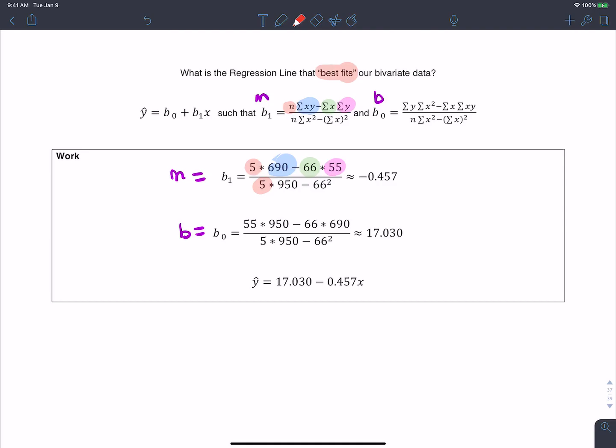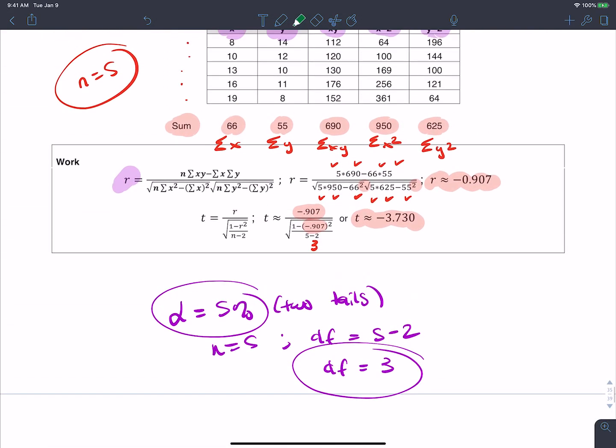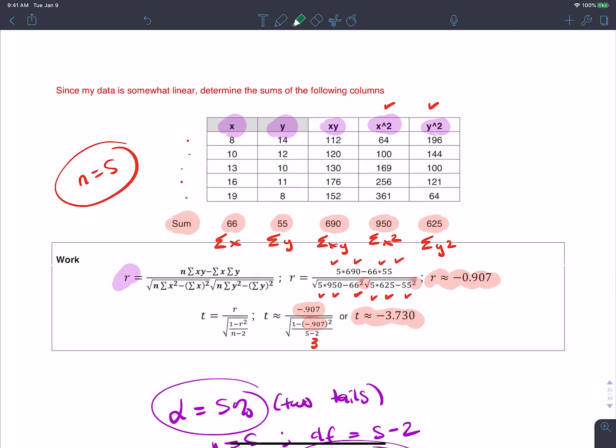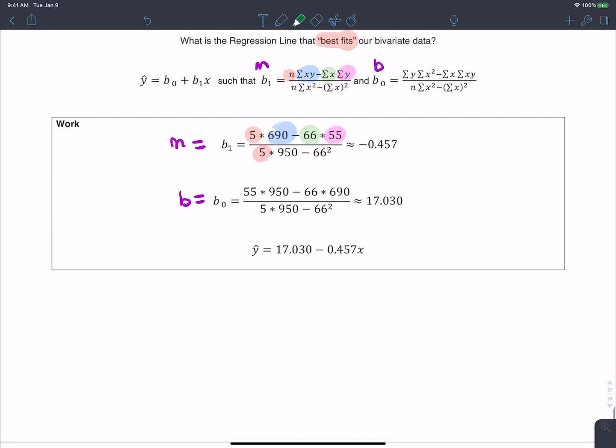And then sum x squared. Well, we don't have that one yet. So let's paint it green maybe. So sum x squared here is 950, is that right? So, sure enough, sum x squared is 950. And then that's minus sum x in parentheses squared. So that better be 66 squared. Raising this to the second power here, right? So you have a power 2 there.